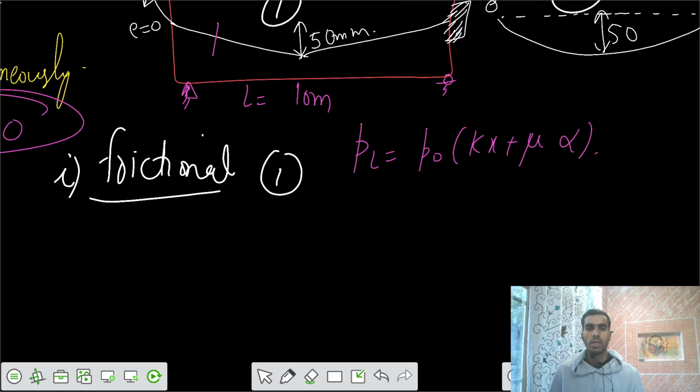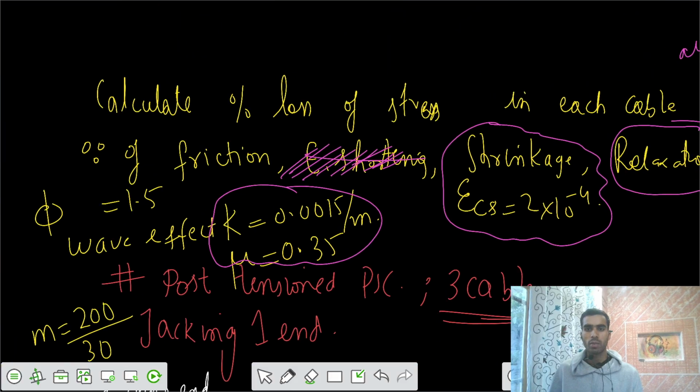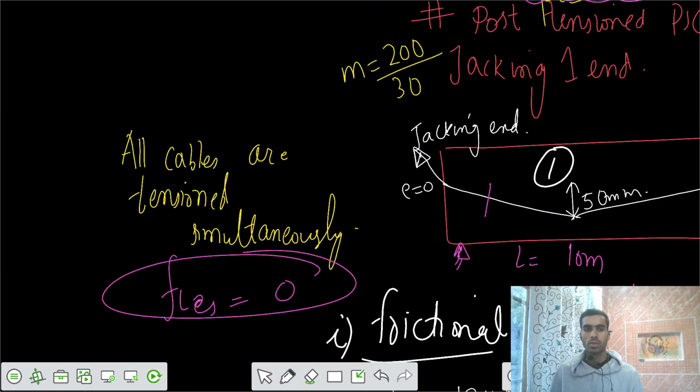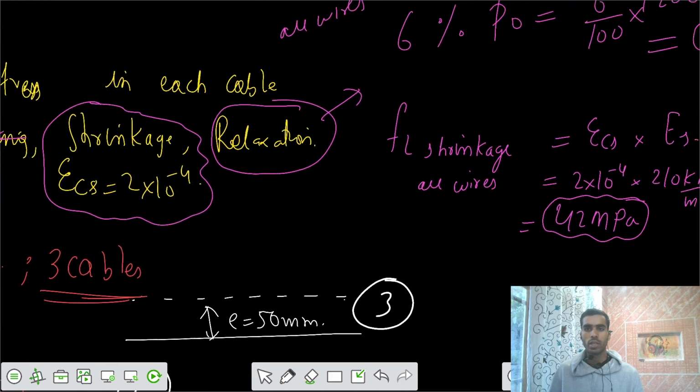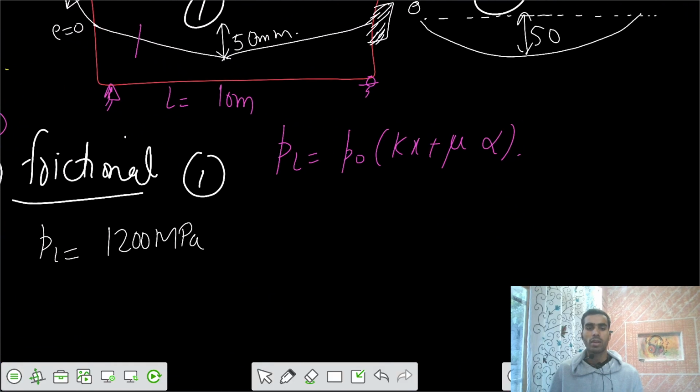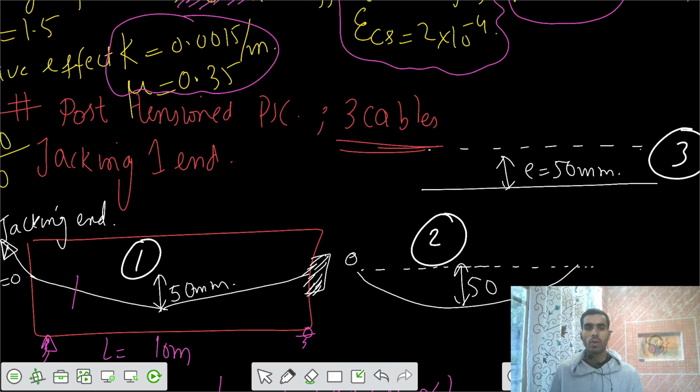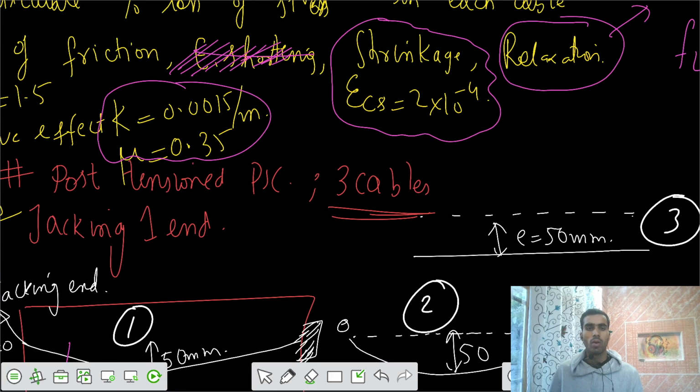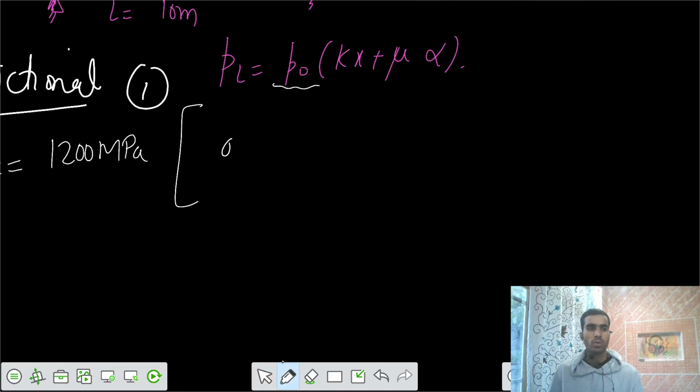So your loss would now correspond to this equation. P loss is equal to, what was the initial pre-stress? It was given to you as 1200 megapascals. Into kx, your k value was given to you, 0.0015 per meter, into the value of x.